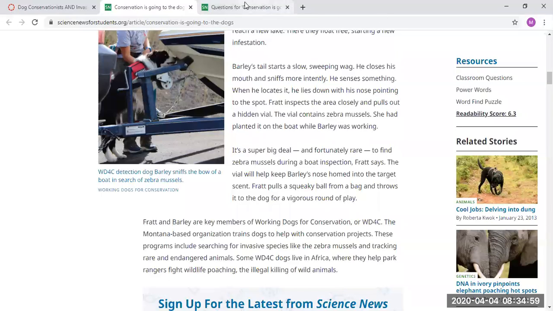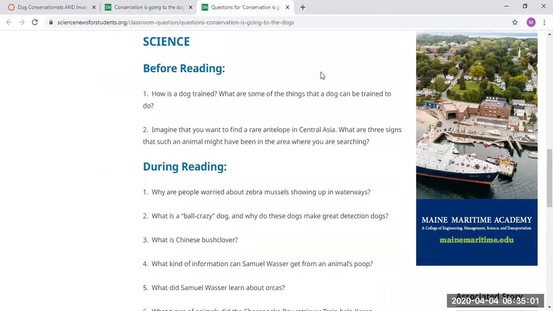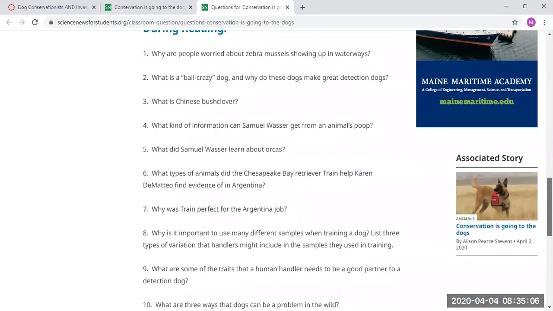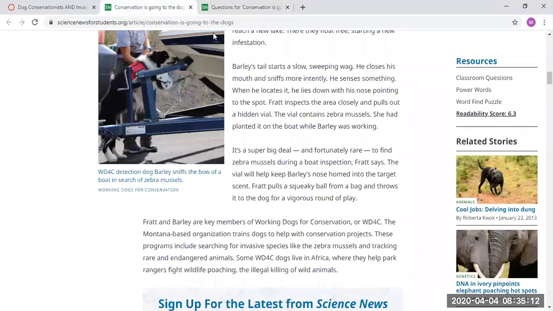Before we go on, I just want to see what this next question says. It's related to that. It says, what is a ball crazy dog and why do these dogs make great detection dogs? Let's read on and see if we can answer that question.